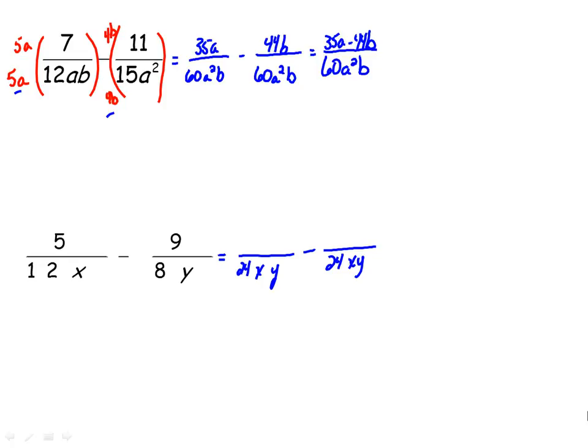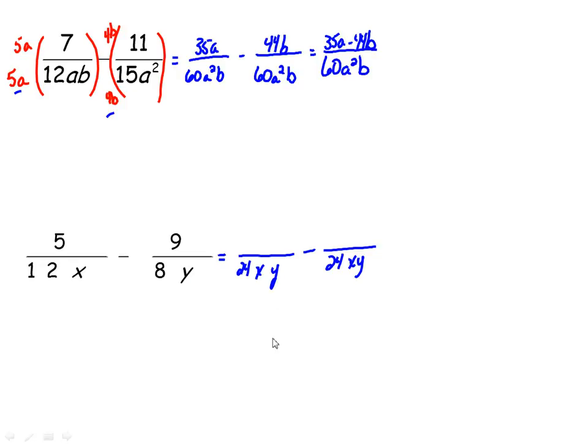Okay, so how did we get that? Well, the LCM between 12 and 8 is the smallest number that both of those will go into. So 24 is the smallest number that both of those will go into. As far as your variables are concerned, you have to use everything once. So I need an x and I need a y in my common denominator.